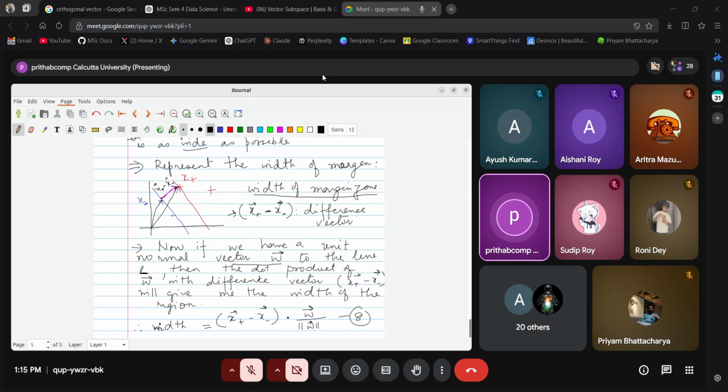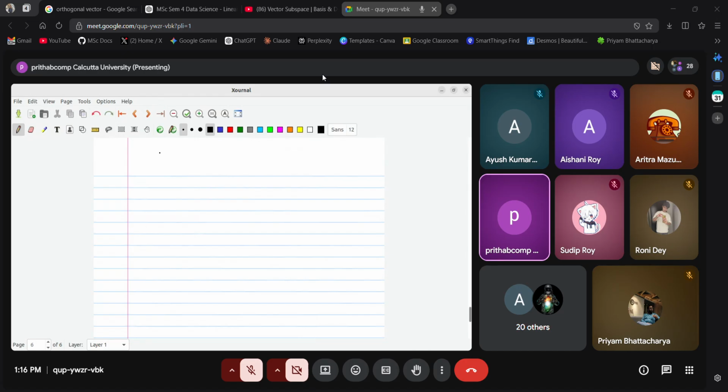Okay, let me add a page. So as I said, this is a vector perpendicular to median line L. So this will become a unit normal vector. Okay.